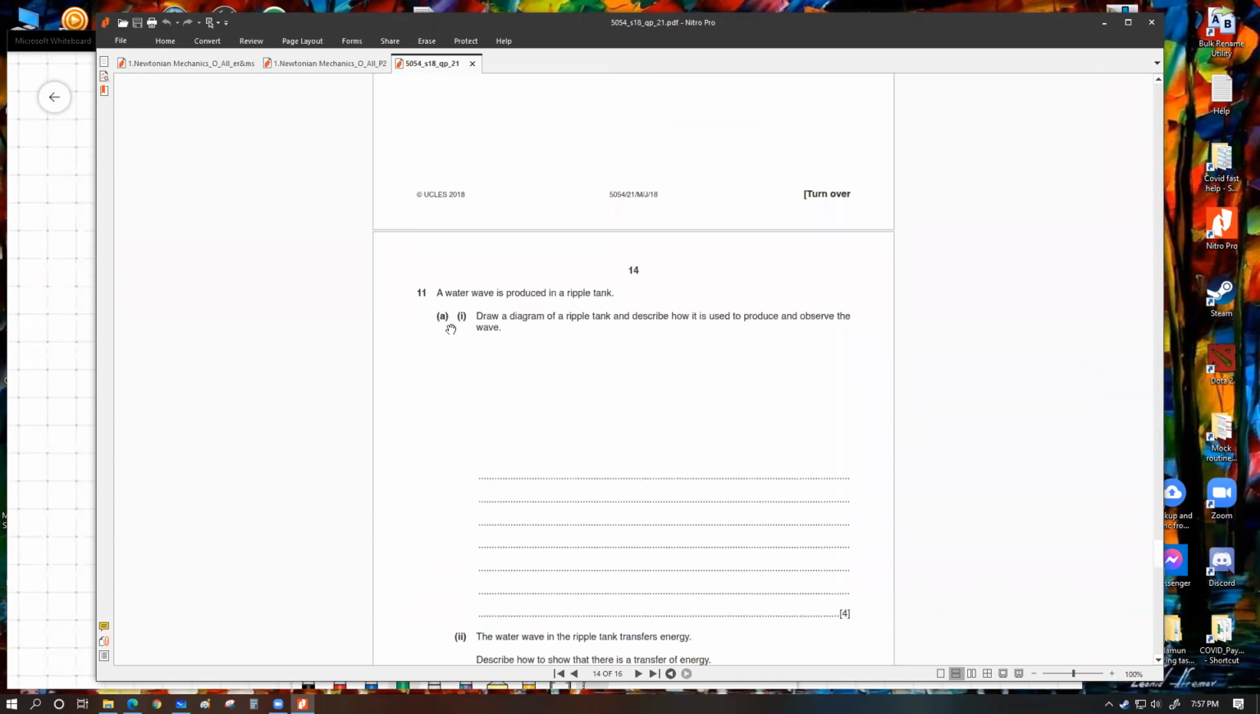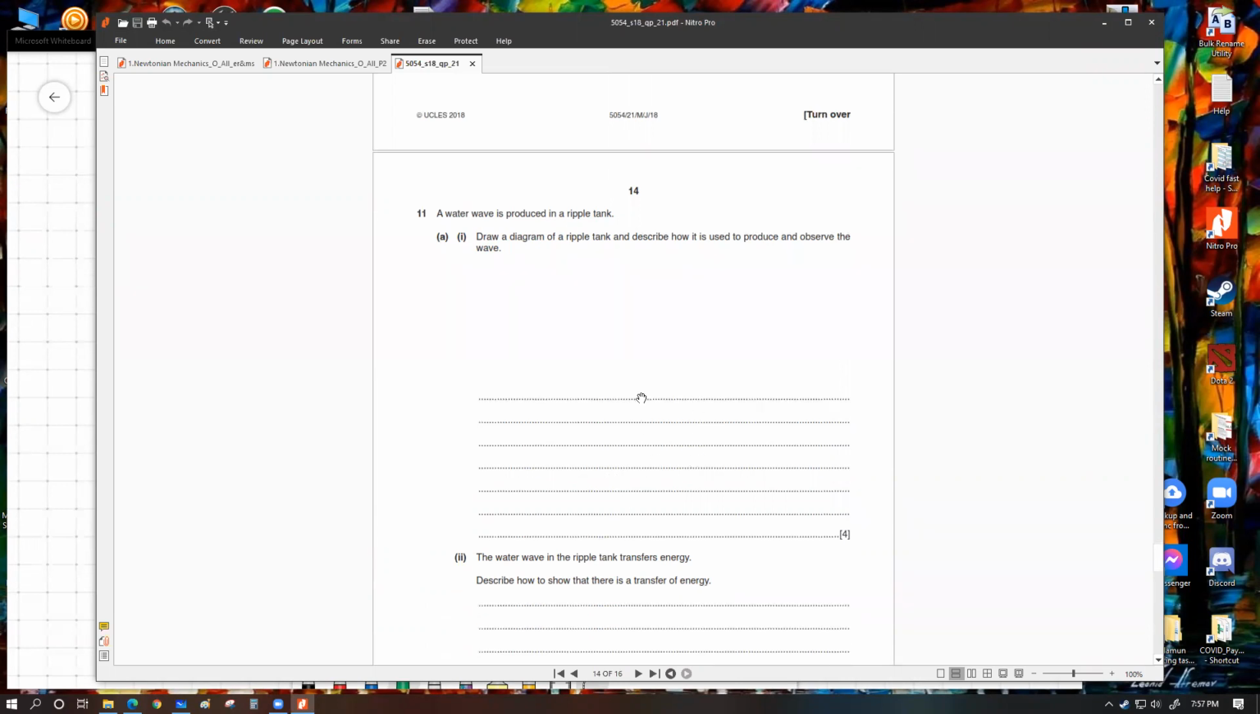And then question number 11 is about the wave chapter. It says a water wave is produced in a ripple tank. Draw a diagram of a ripple tank and describe how it is used to produce the waves. So in this case, you have to draw an actual ripple tank, which is sort of a three-dimensional figure, and you have to describe how to use that thing.